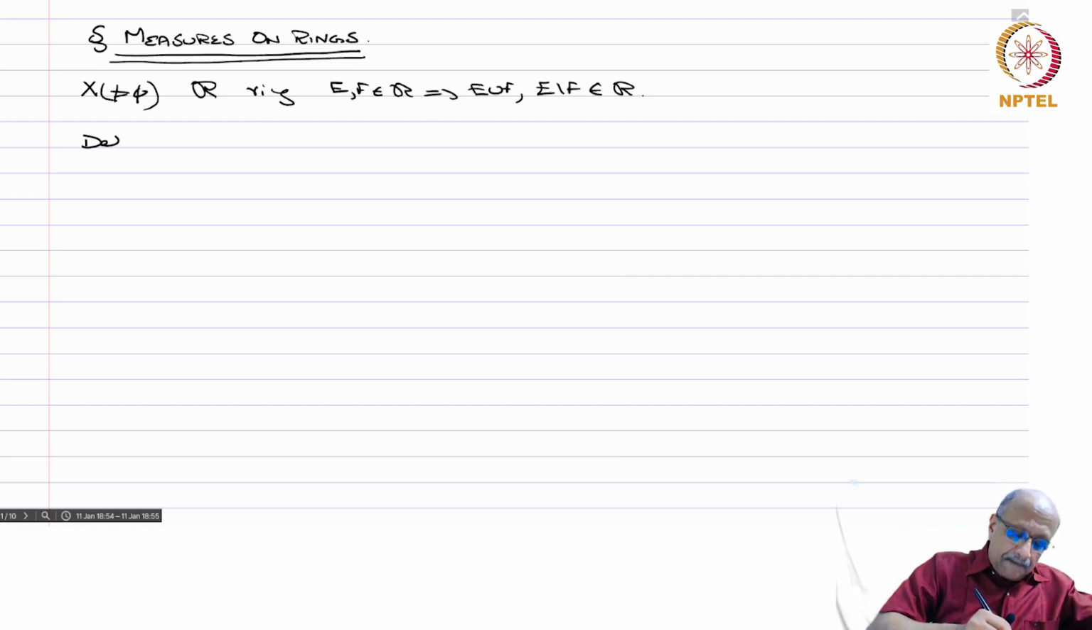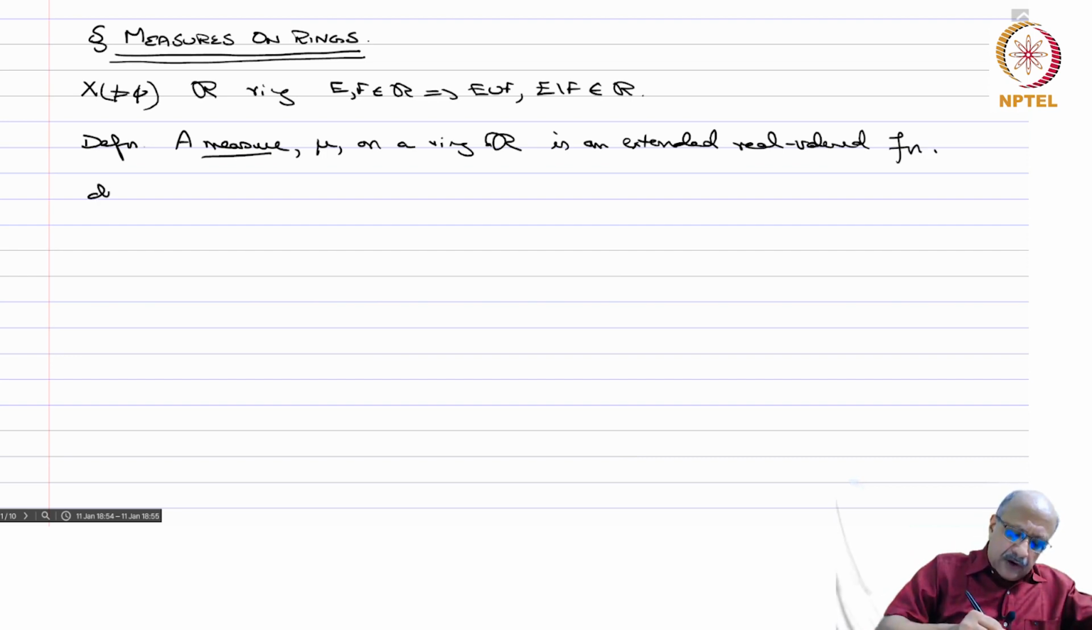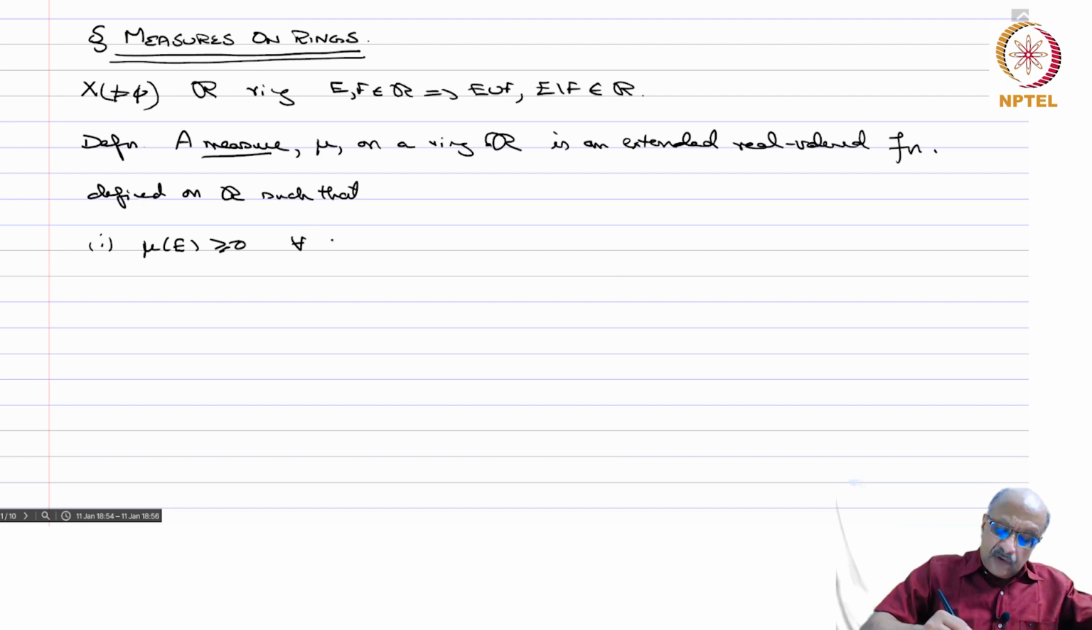So, definition: a measure mu on a ring R is an extended real valued function defined on R such that 1. mu of E is greater than or equal to 0 for every E in R. 2. mu of phi is equal to 0.